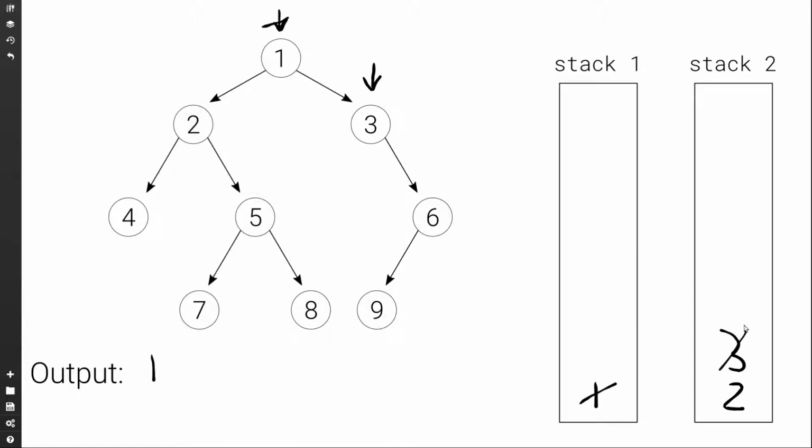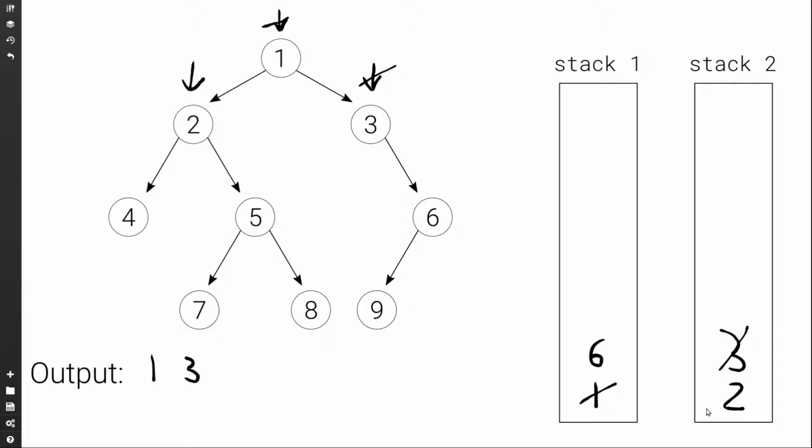We pop stack 2 and we print 3. Then we add first the right child and then the left child to stack 1. So the right child is 6. We push it to stack 1, and then 3 doesn't have a left child. So we're done with 3. Then we go back to stack 2 and we set current node to the top of stack 2, so it's 2.